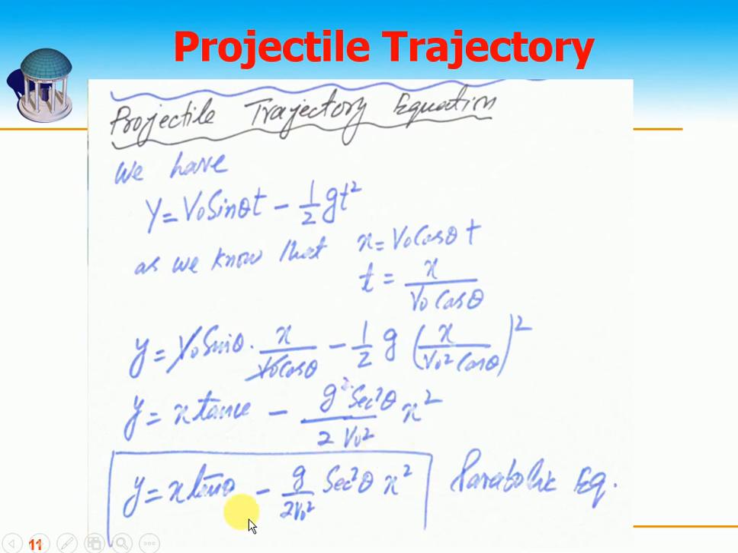The final relationship for the projectile trajectory: if you know the angle theta and V naught, and of course g is constant, we can find a relationship between y and x.